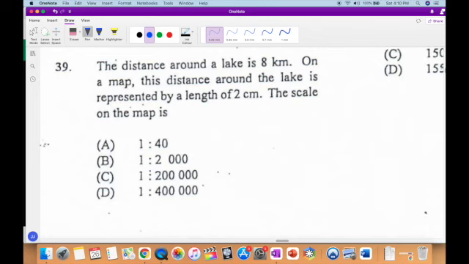If anything is confusing, feel free to let me know, right? The distance around the lake is 8 kilometers. Didn't we just do a question like this? On our map, the distance around the lake is 8 kilometers, so 8 kilometers on the map is represented by 2 centimeters.